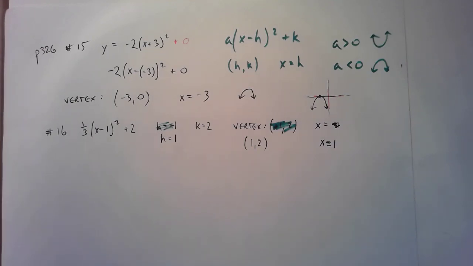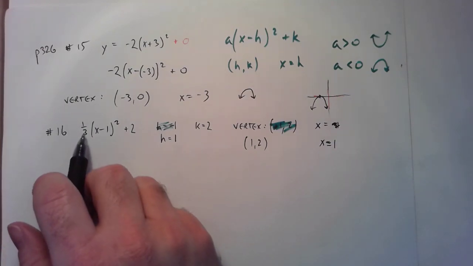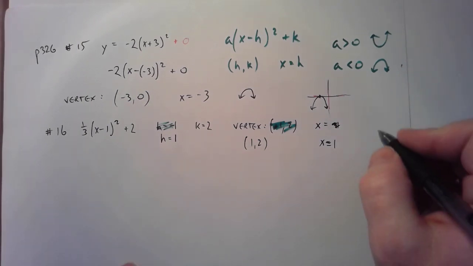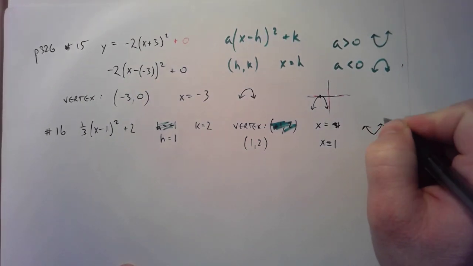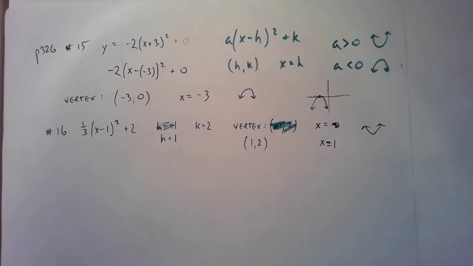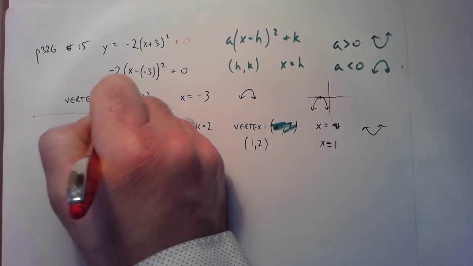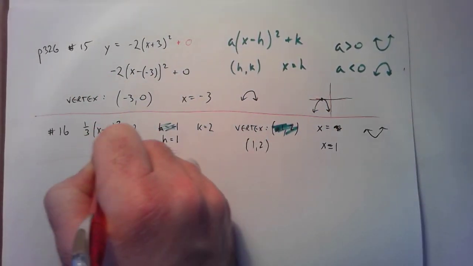Last of all, the direction of opening. That 1/3 is a fraction, but it's still positive. So we open upward. I'm going to make sure to draw a line here so these two don't run together.